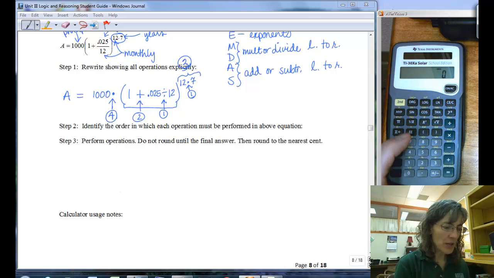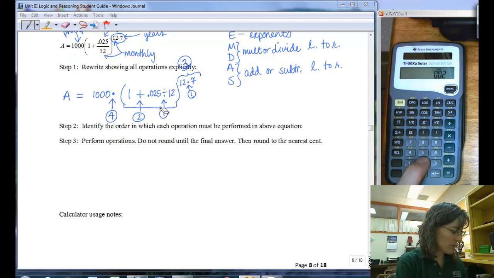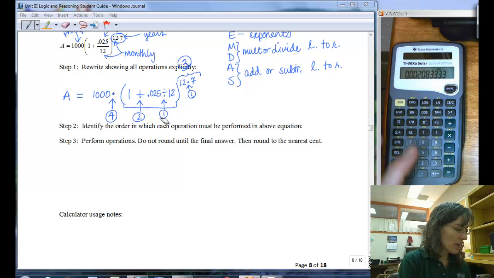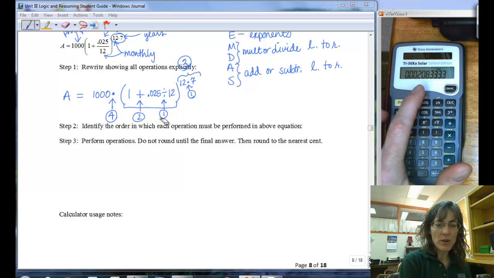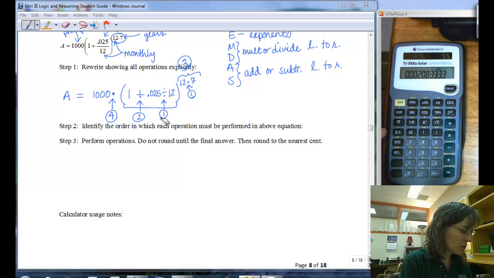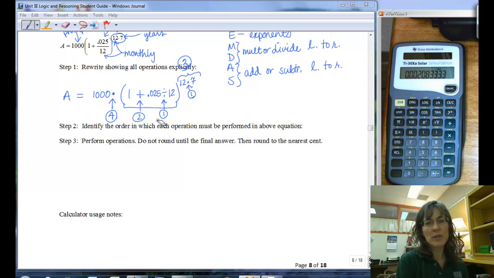So on my calculator, the first thing I have to do is this 0.025 divided by 12. So 0.025 on my calculator divided by 12, and I push equals. I want to keep this long value here, this 0.0020833 repeating.